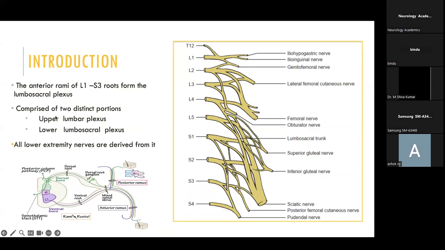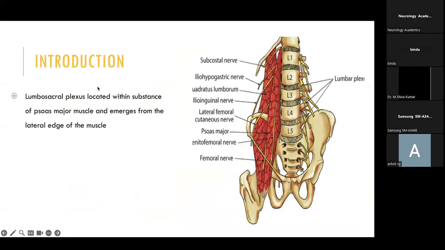This is comprised of two distinct portions: upper lumbar plexus and lower lumbar plexus, the lumbosacral plexus. All the nerves in the lower extremities are derived from these. Here we can see L1 to S3 with a variable contribution of T12 and S4. The lumbosacral plexus is located within the psoas muscle space and exits from the lateral border of the muscle. So it is commonly involved in psoas muscle pathology like abscess or any other pathology of the psoas muscle, because it is in the substance of the psoas muscle.